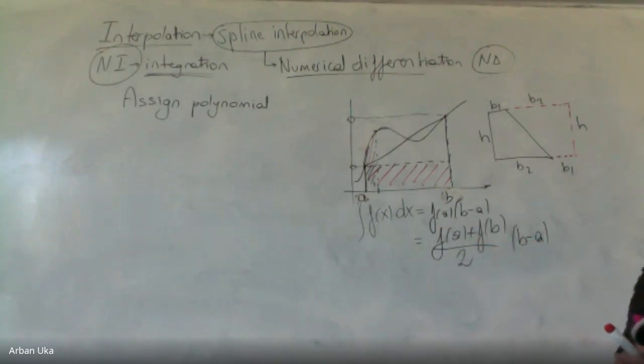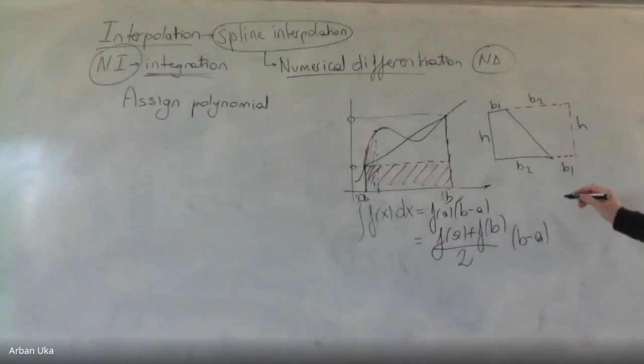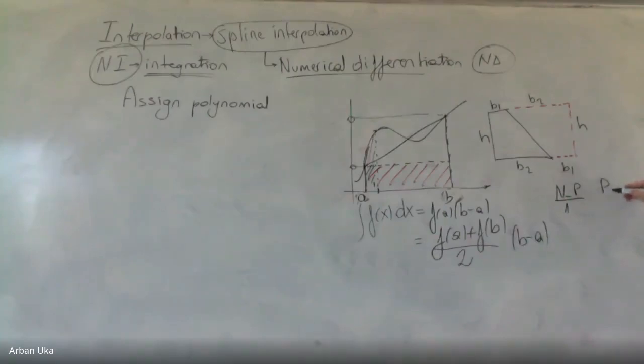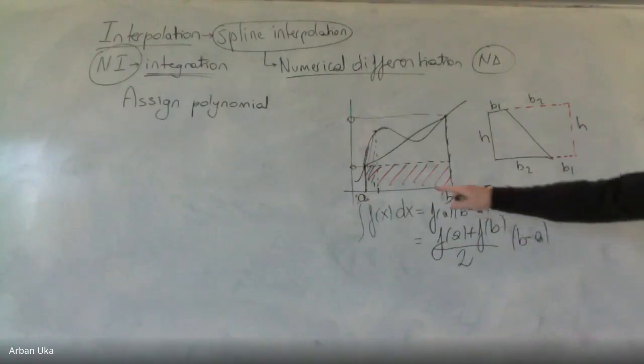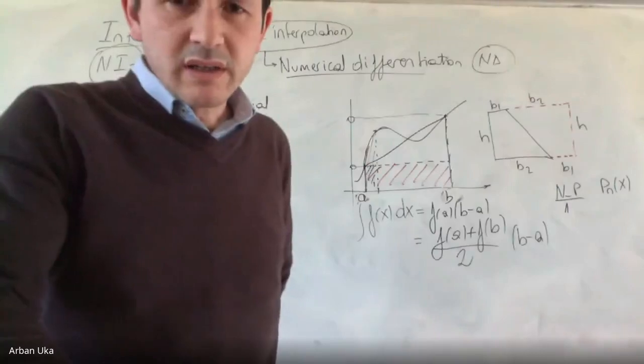Okay, so this is another approximation. Now, let's see how many points we used here. It looked like we used the information of only one point. So the number of points that we consider, let's call it NP, is 1. And what polynomial is Pn of x? What polynomial is this? F of a. Can someone answer for me?